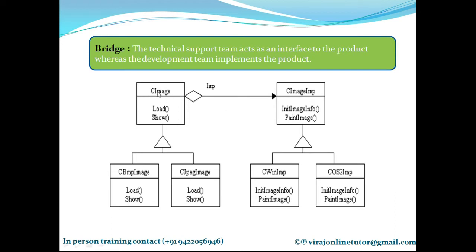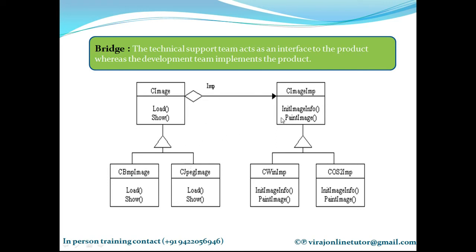Okay, so I have a very beautiful example here on the screen. Now suppose I have an image class, CImage class. I can load an image, I can show an image. Now this image can be of BMP format, JPEG format. Tomorrow I can add a PNG format. So all the different formats of this image are inherit from this CImage class. So I'm saying load BMP image, load JPEG image, show BMP, show JPEG.